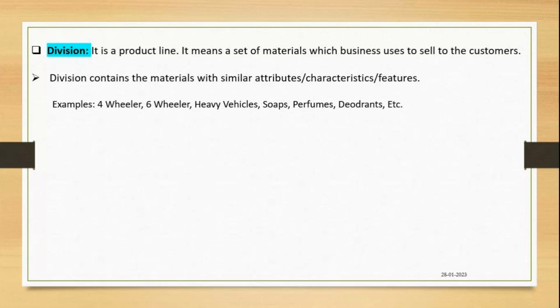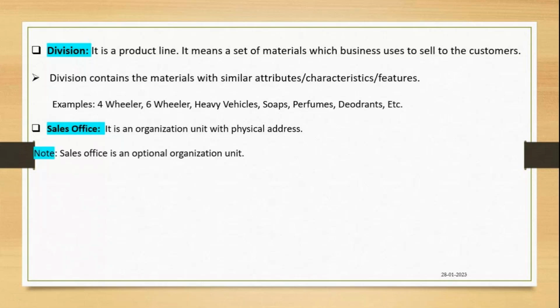Then we have sales office. What exactly is a sales office? It is an organizational unit with a physical address. In SAP, you need not define it. It is an optional organizational unit. But sales organization, distribution channel, and division are mandatory organizational units. Sales office and sales group, these two are optional.